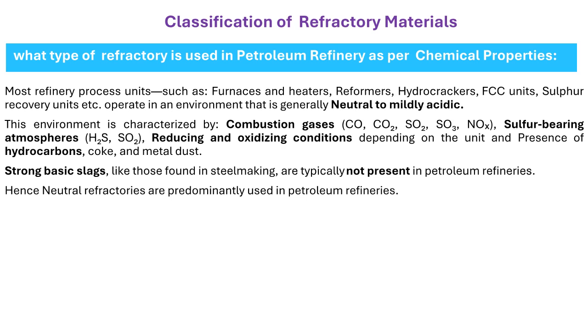Common neutral refractory materials used in petroleum refineries include high alumina castables and bricks, low cement and ultra-low cement castables, alumina-based erosion-resistant castables, alumina silicon carbide castables, especially in FCC units, and mullite-based materials.